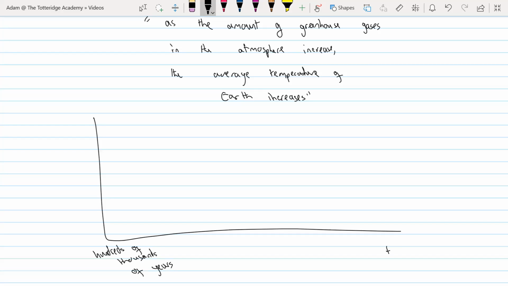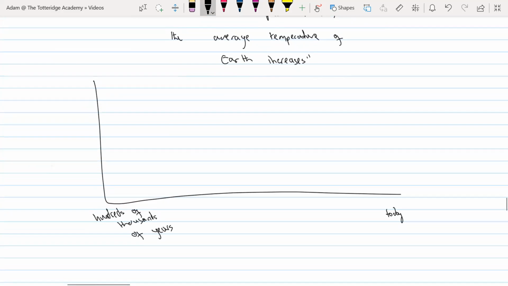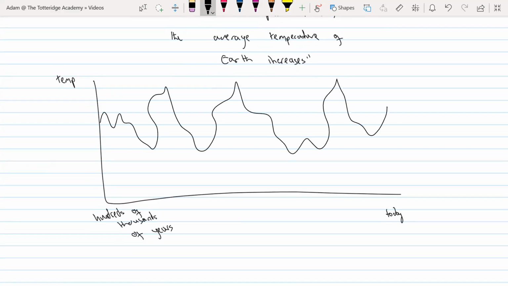And this here is today. Now, we can get evidence for what the temperature was like hundreds of thousands of years ago. And what we find is that the Earth's temperature follows a weird pattern of going up and down quite a lot over time.